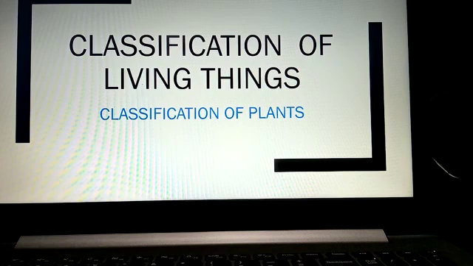In our last class, we discussed the characteristics of living things. So today, we are going to classify the living things. Classification of living things is of two types, that is classification of plants and classification of animals. Today, we are going to discuss the classification of plants.